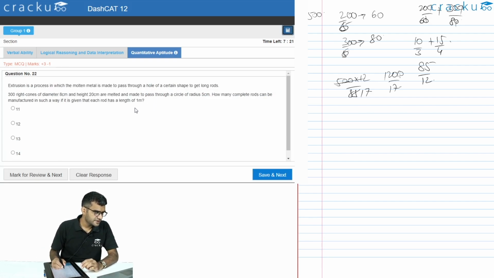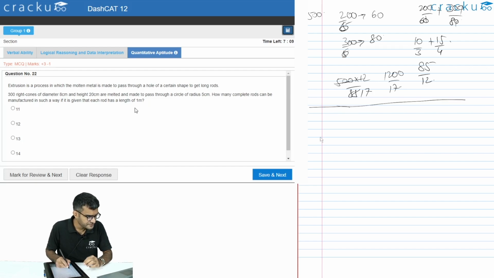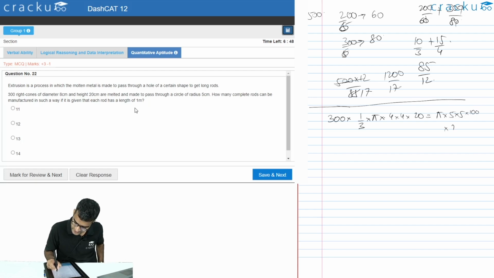300 right diameter height is given and melted and passed through a circle of radius 5 centimeters. How many complete rods can be manufactured such that it is? Okay, this also is not very difficult. 300 into the volume is 1 by 3 into pi. What is r? R is 4. 4 into 4 into what is height? 20. All this is centimeters. Is equal to pi into r square. R is 5 into 5 into height is 1 meter is 100 centimeters into n. What is the value of n?